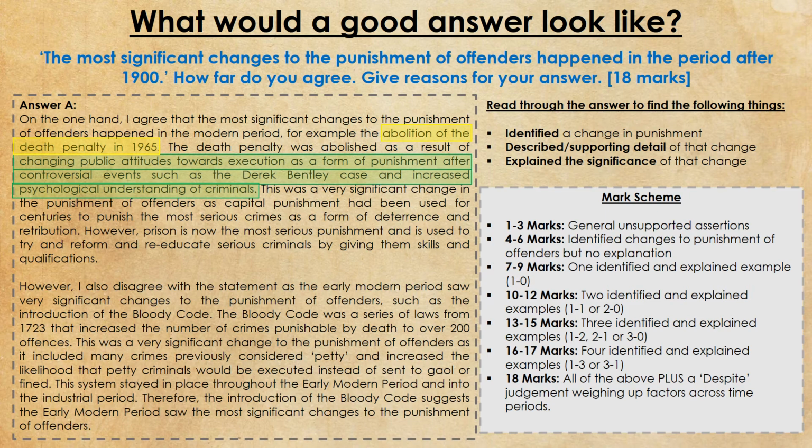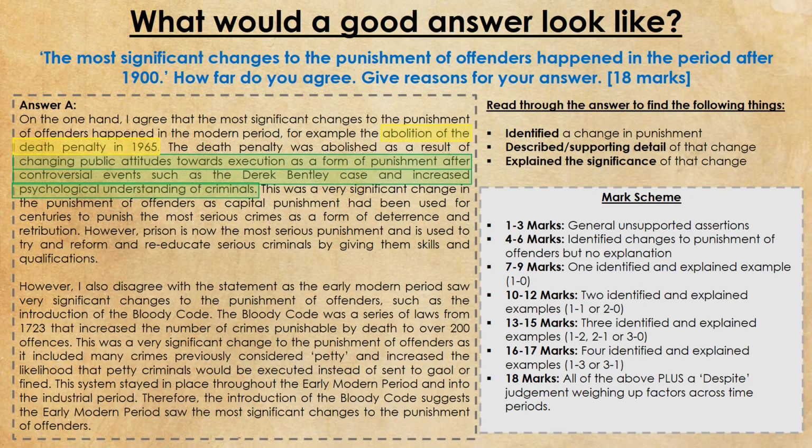It's a huge change because capital punishment had been used for centuries. So they're referring here to different time periods. Right from medieval England, we've studied about how capital punishment is used to punish really serious crimes. However, now with the abolition of the death penalty in the modern period, prison is now the most serious punishment that offender can face. And it's not to try and just get retribution or to deter other criminals, but it's to try and re-educate them and break that kind of cycle of crime that they might be involved in.